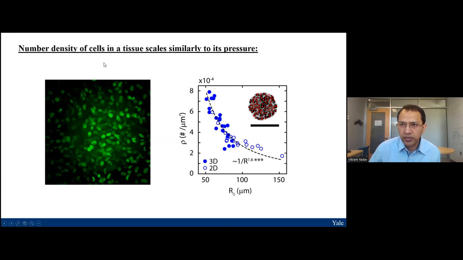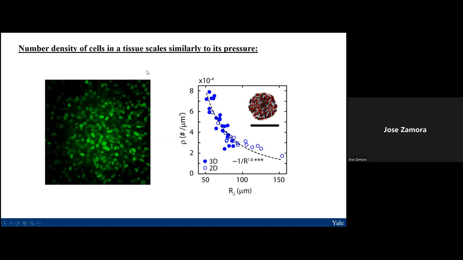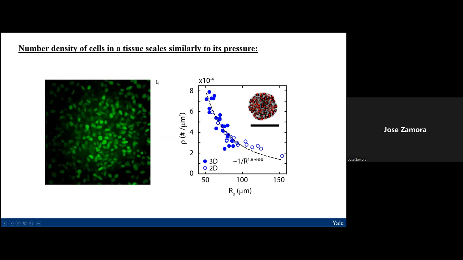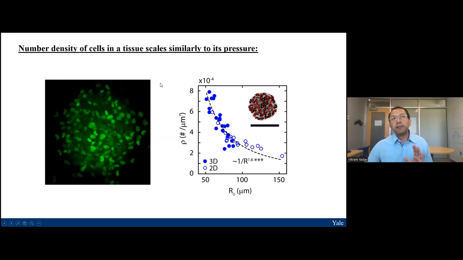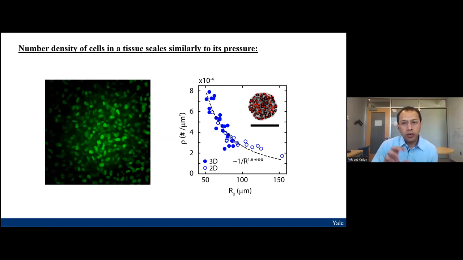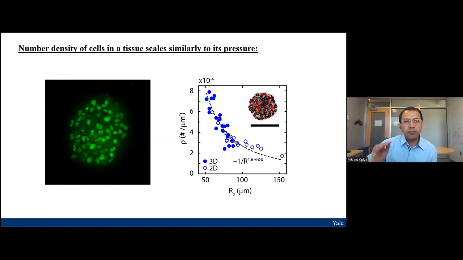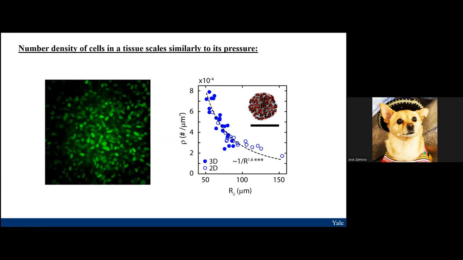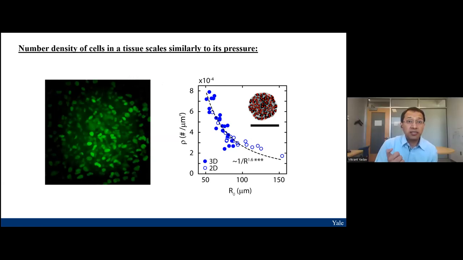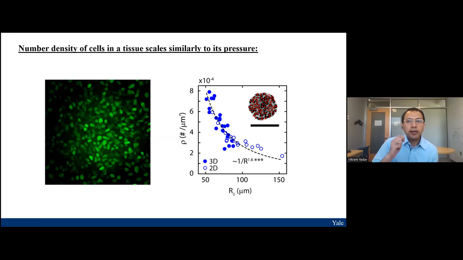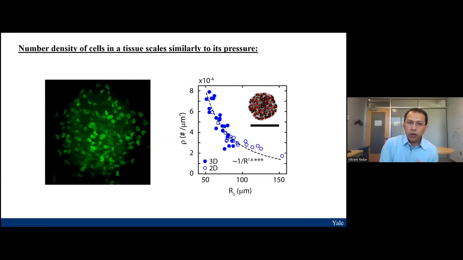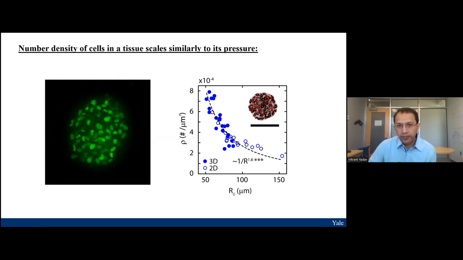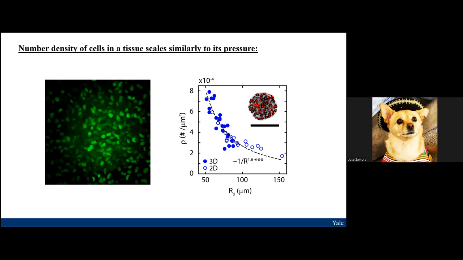Jose, raise the hand. Yes, Jose. I was just wondering, in this aggregate, are you not taking into consideration cell division? So all these measurements are happening at a time scale much smaller than the cell division time scale. I see. All the experiments, the ablation experiments, were of the order of seconds, and the micropipette experiments, the longest ones, were of the order of an hour. So we are not accounting for the cell division part. Thank you.